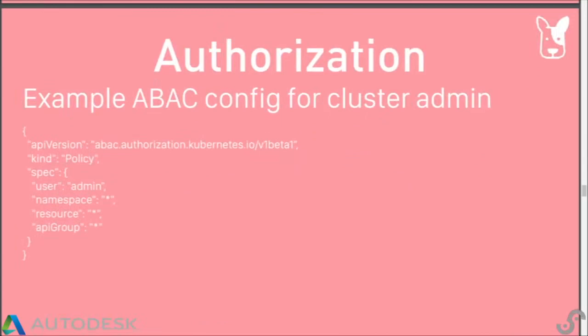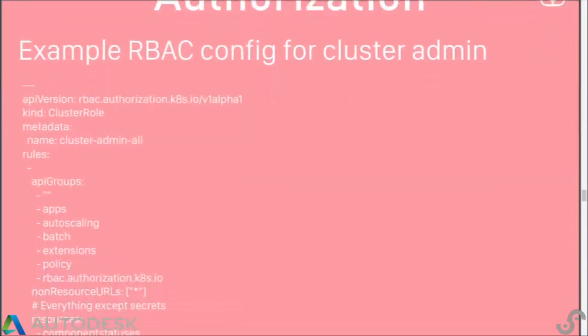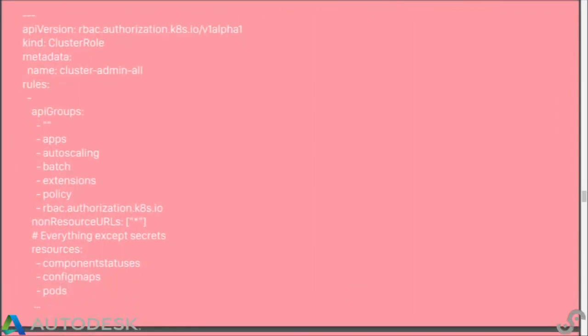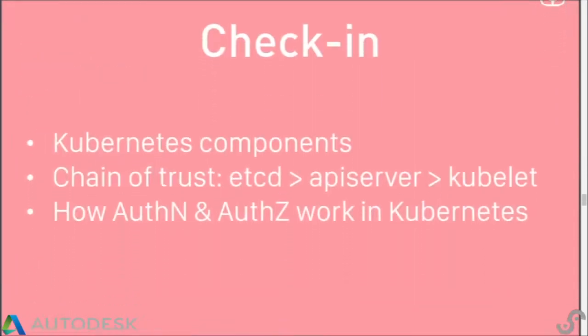This is what the config looks like for ABAC, the current authorization implementation default in Kubernetes. This is an example of the role-based access control that they're moving to. Quick check-in of what we've covered so far. We've gone over the Kubernetes components, where they're listening. We've gone over the chain of trust, etcd to the API server to the kubelet, as well as how authentication and authorization work in Kubernetes.